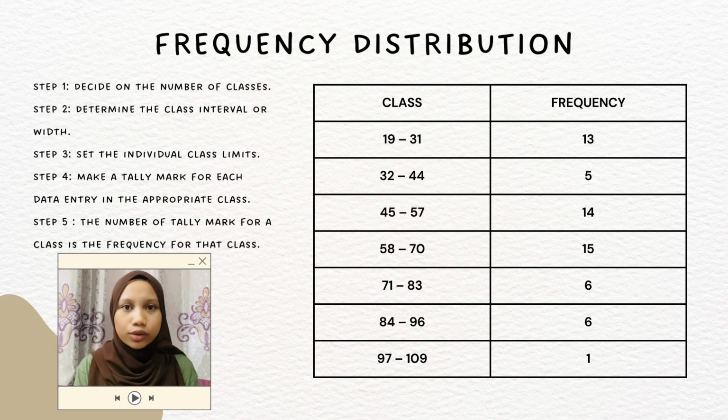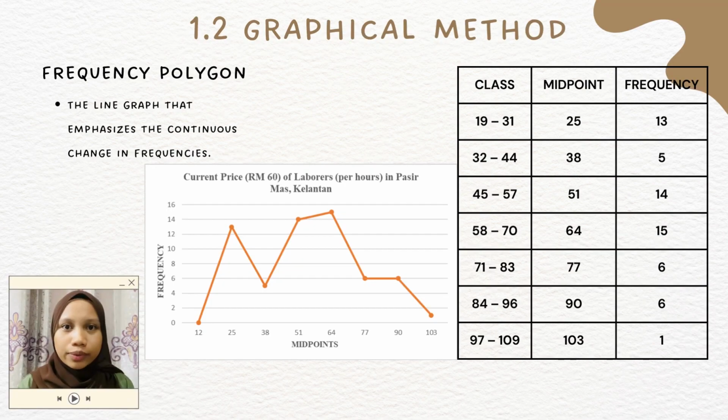In this table, you can see there are two columns, which are classes and frequency. For the graphical method, we decided to use the frequency polygon and ogive. The frequency polygon is a line graph that emphasizes the continuous change in frequencies.